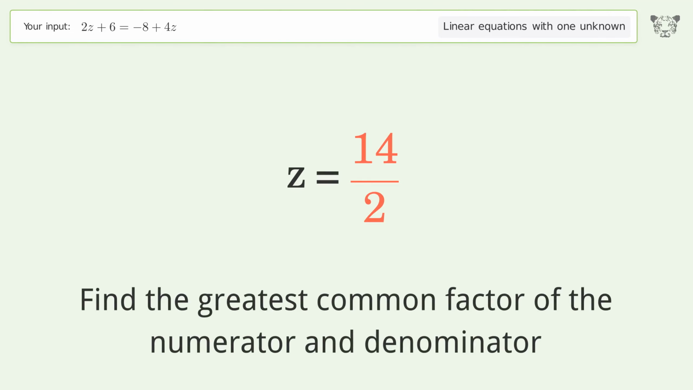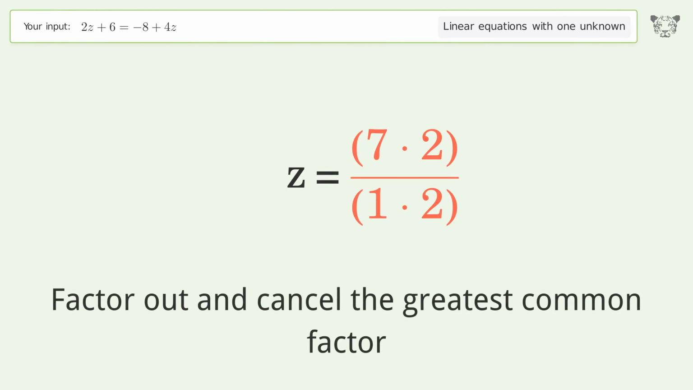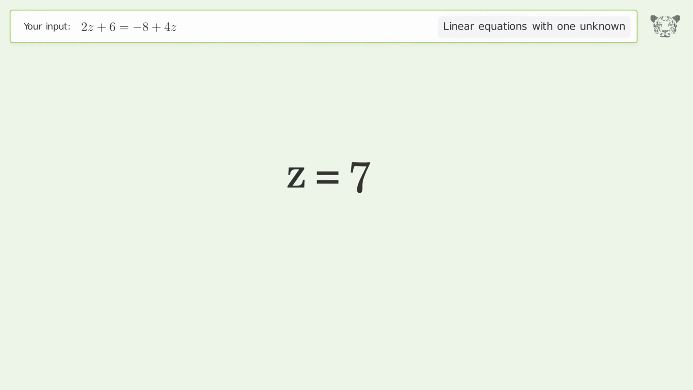Find the greatest common factor of the numerator and denominator. Factor out and cancel the greatest common factor. And so the final result is z equals 7.